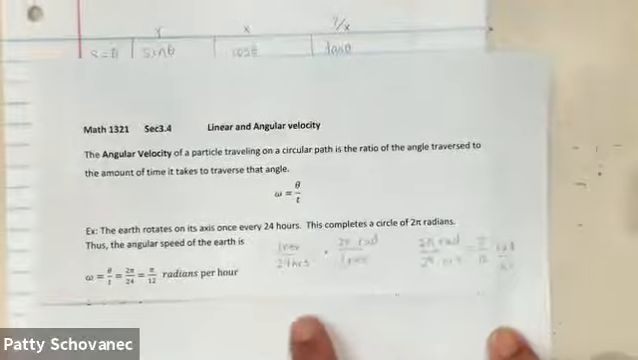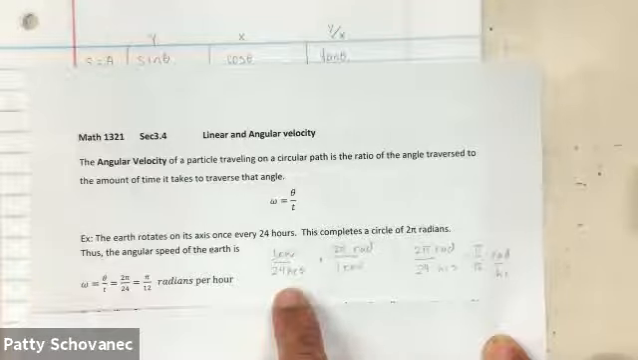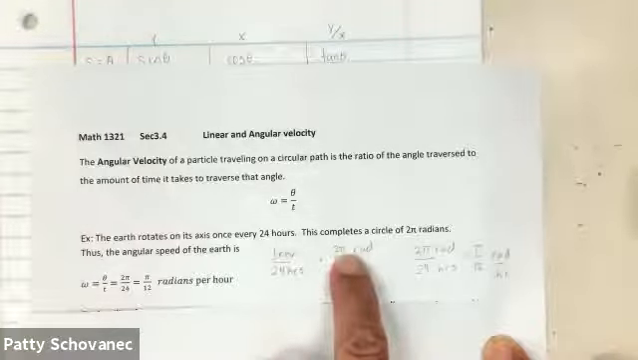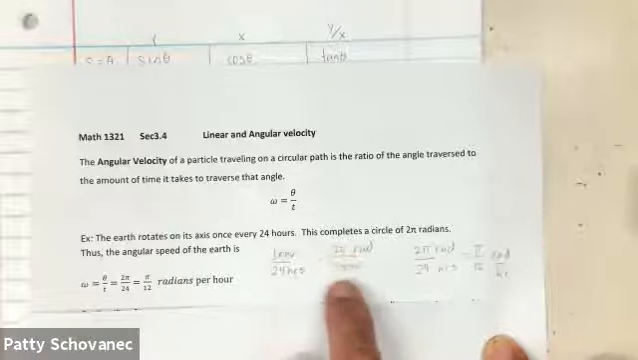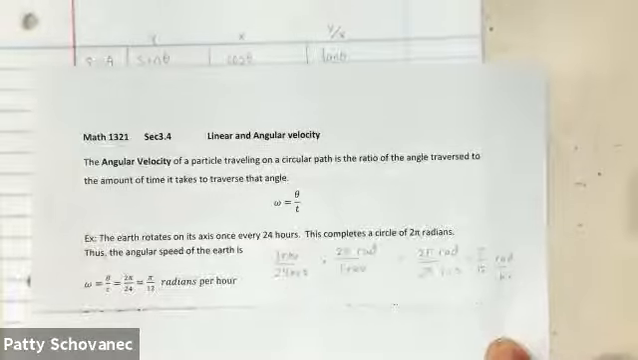So it's a matter of converting units. You're told how long it takes to complete a revolution. We know there are 2 pi radians in a complete revolution around the circle. That cancels revolutions and leaves you radians per time unit.